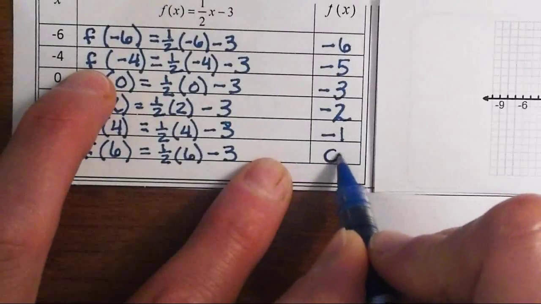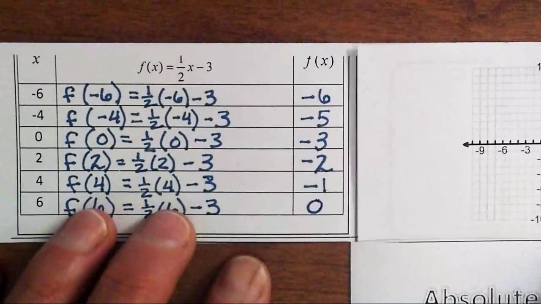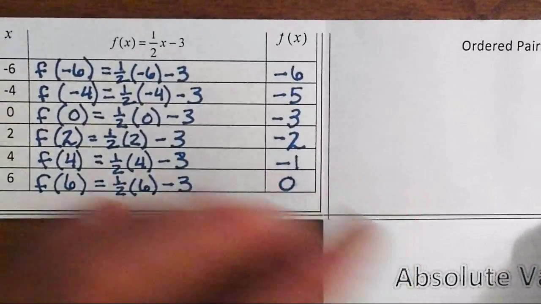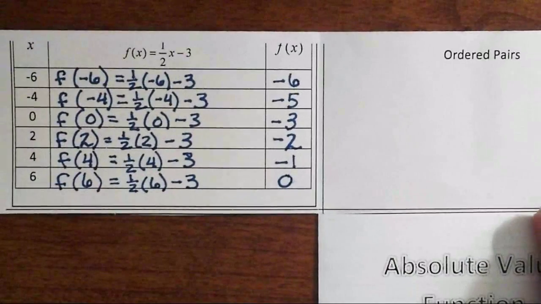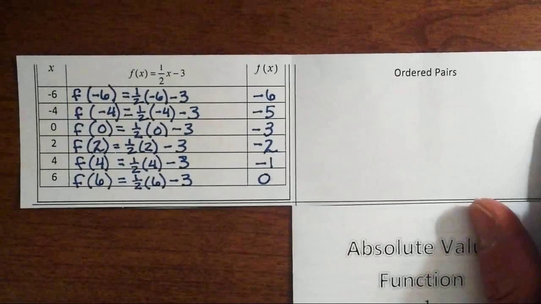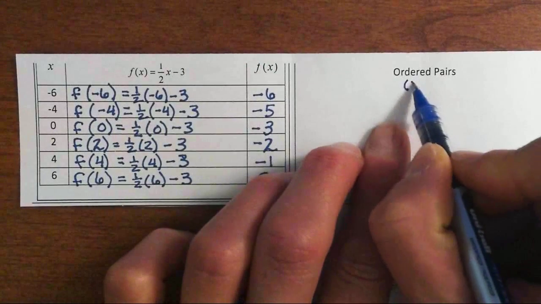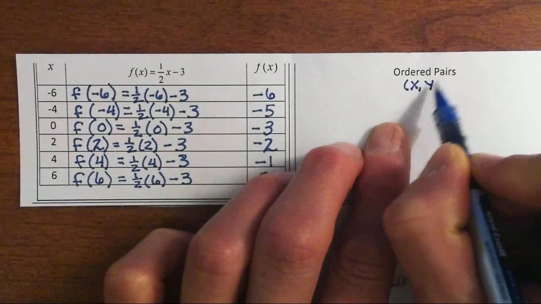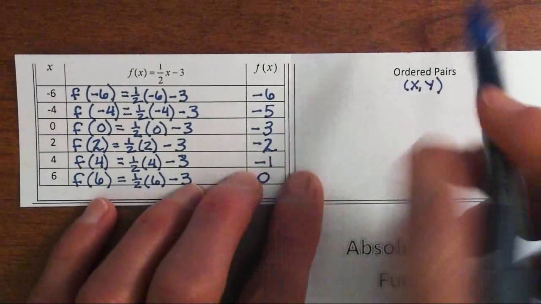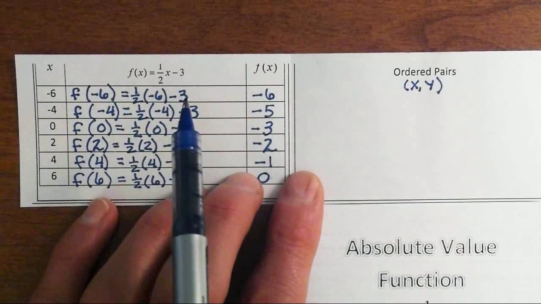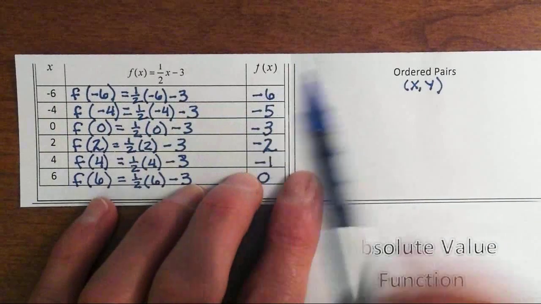Okay. So before we go to the graphing part, let's look at ordered pairs, because this lends itself nicely to looking at ordered pairs. So when we're saying ordered pairs, we're talking about our x and our y coordinate. So this is our x. We put it into some function, and it spits out a y.